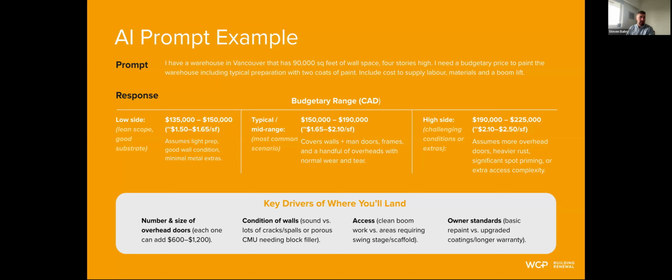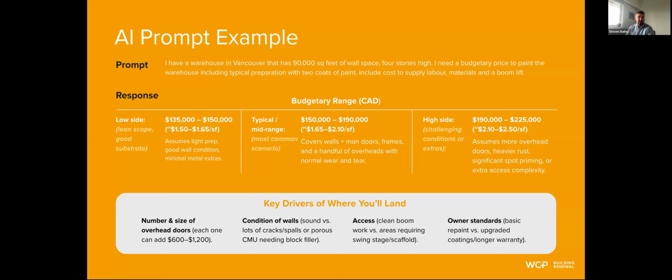So maybe perhaps the building is just a little bit older. And then the high side, right? So this might relate to challenging conditions. And again, it's going to all depend on the building, the scenario. But this one is going to obviously assume more overhead, doors, heavier rust, significant spot priming, or just extra complexity. So there was a question just in terms of, when should I do budgetary investigation, and when should I start to put these together.